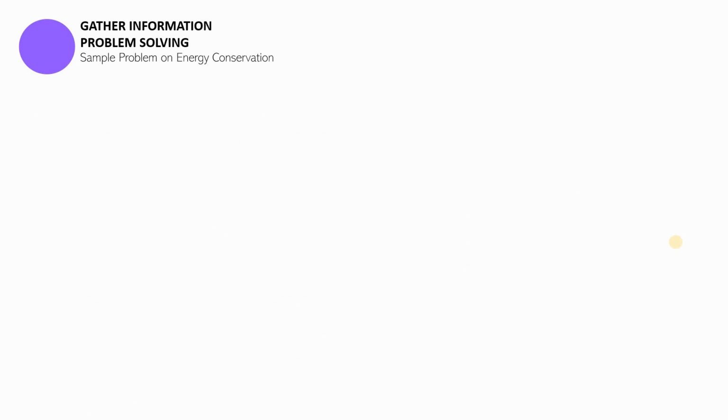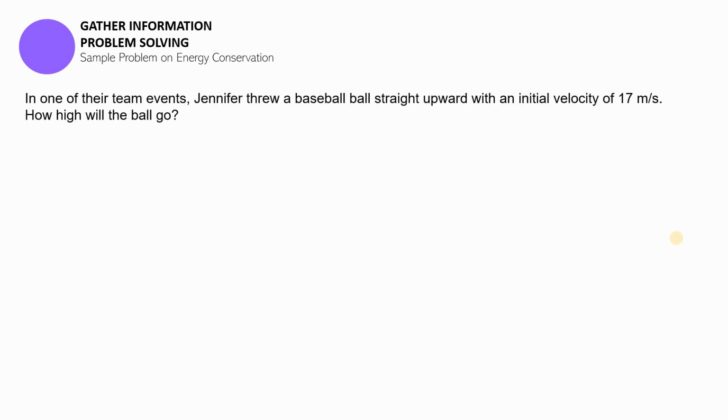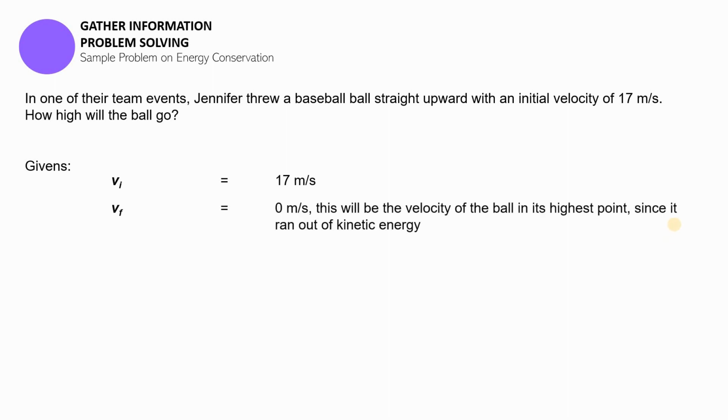but this time, energy conservation that happens among thrown objects. In one of their team events, Jennifer threw a baseball straight upward with an initial velocity of 17 meters per second. The question is how high, in terms of height, vertically, will the ball go? So the given factors are the following. The initial velocity was 17 meters per second. The final velocity will be 0 because it is the velocity of the object at its highest point. That's what we'll be using because the question is asking for the distance when it reached that particular point.